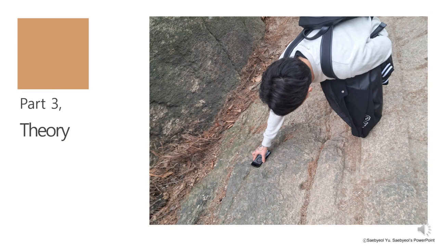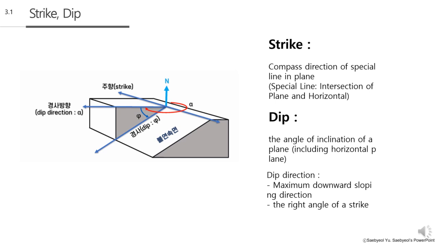I will now explain the theoretical background. There are two key concepts in structural geology. Strike is the compass direction of a plane's intersection with a horizontal surface, and dip is the angle and direction of the plane's inclination perpendicular to the strike. These parameters are crucial for understanding and describing rock formation in the field.